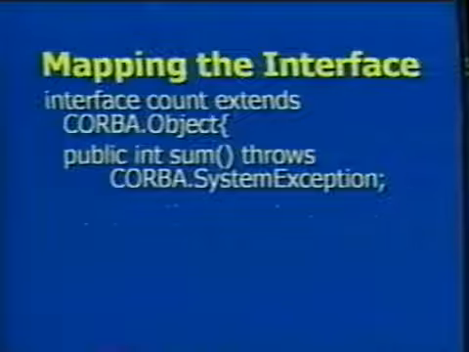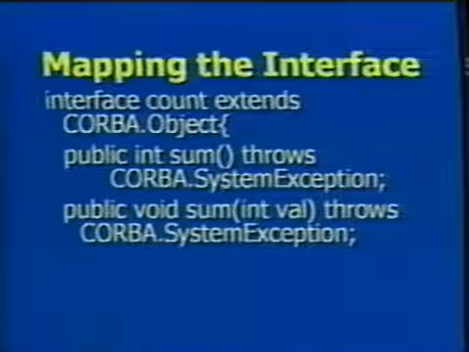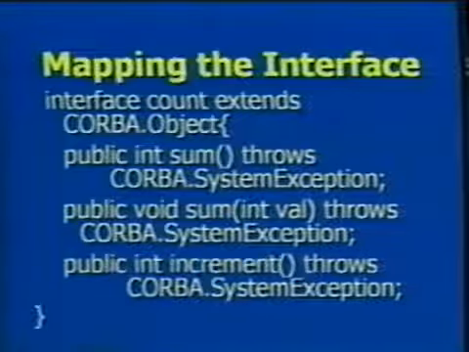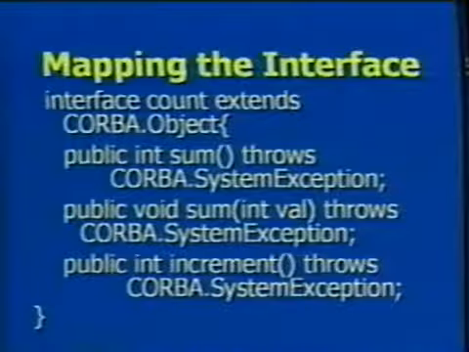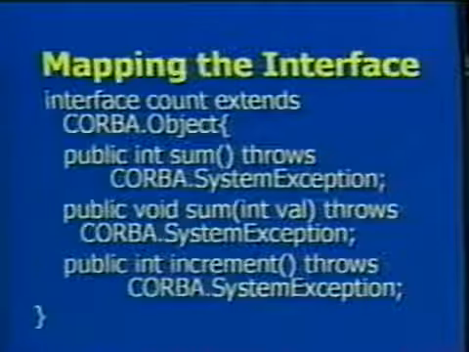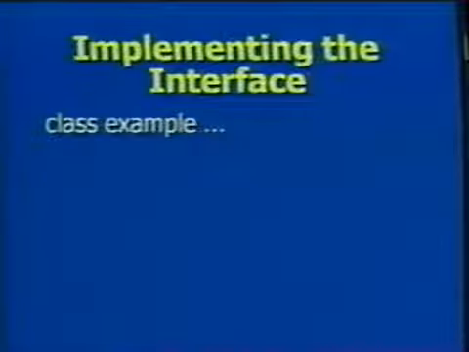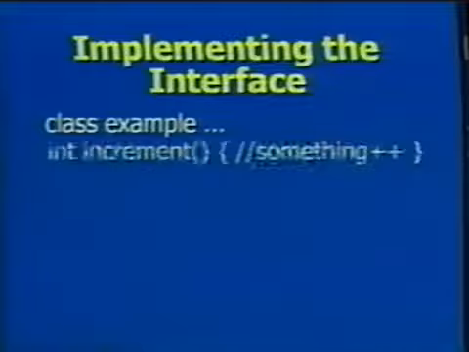Following this, we have public void sum(int val). This is so we can pass a value to our sum. And finally, we have public int increment, which is the implementation of our incrementer function that we described in the IDL.